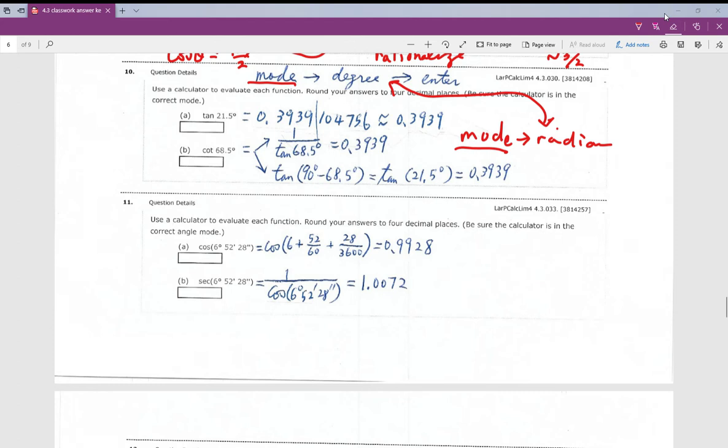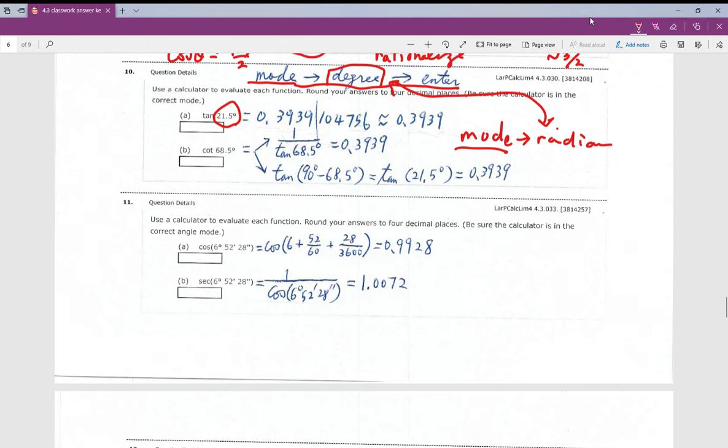So I already showed you how to change your calculator. Okay, let me erase all the marks here. Okay, no, I'm going to leave all the marks here. And remember, go to your calculator, make sure you have the right mode for the right question. And then you simply learn how to use the calculator.